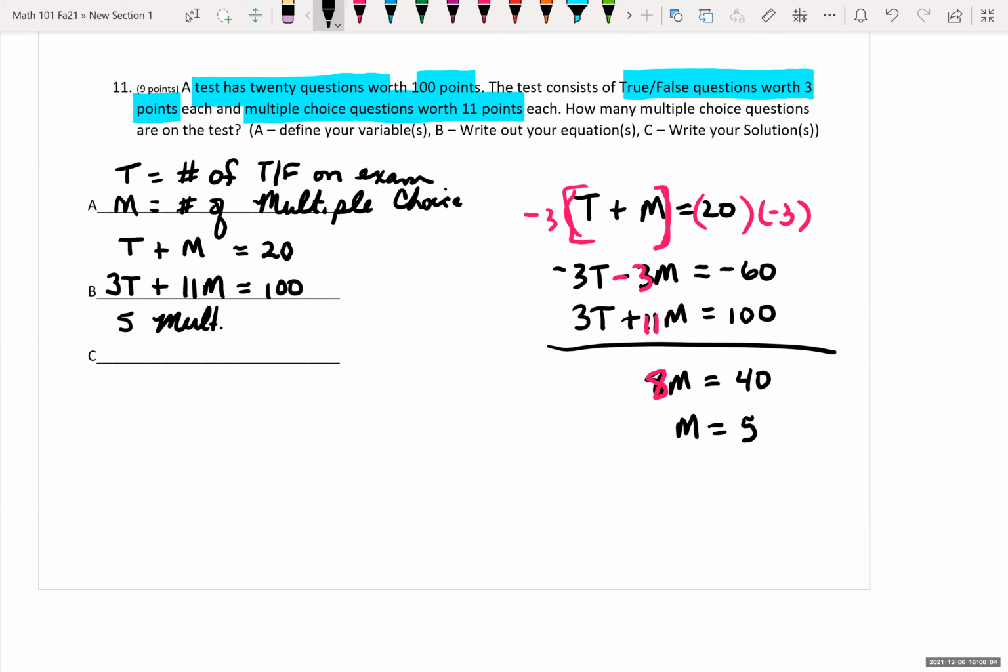We know that there was a total of 20 questions. I'm going to just answer both of them. If 5 of them were multiple choice, then I know that 15 are true false.